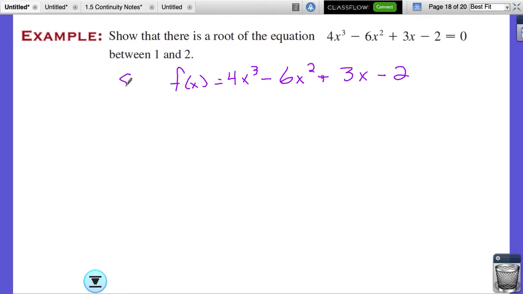If you set f of x equal to that, we can say that f of x is continuous. We need that continuity part of the function in order for the intermediate value theorem to work. And f of x is continuous because it's a polynomial.